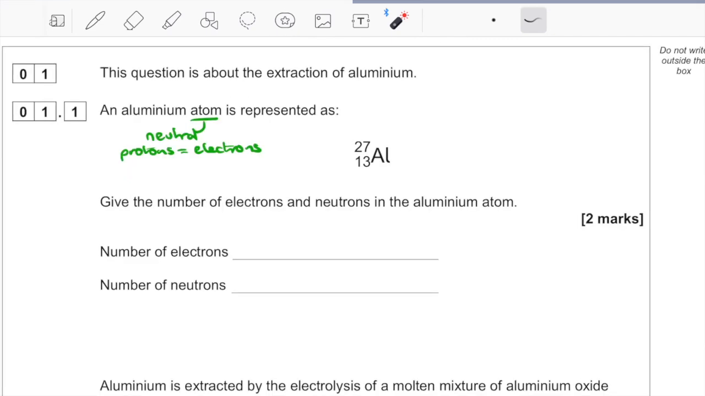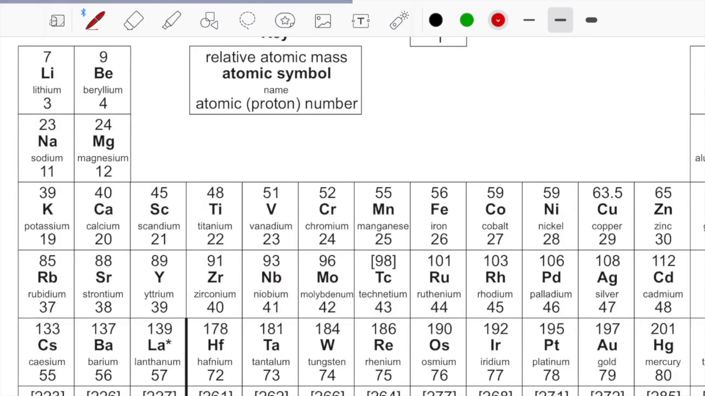And we have already said that because this is an atom, the protons equals the number of electrons. So if we know that this is the number of protons because it's the proton number 13, then we also know it's the number of electrons. So that's what we're going to write, 13. Then it asks us for the number of neutrons. Again, looking at the key, we can see that the top number is the mass number, right?